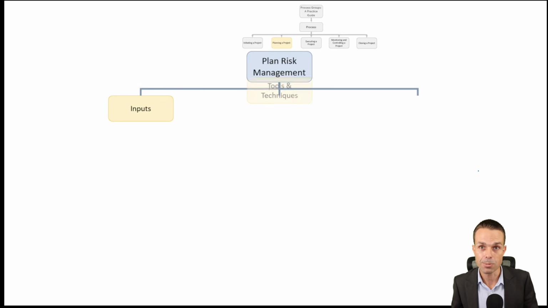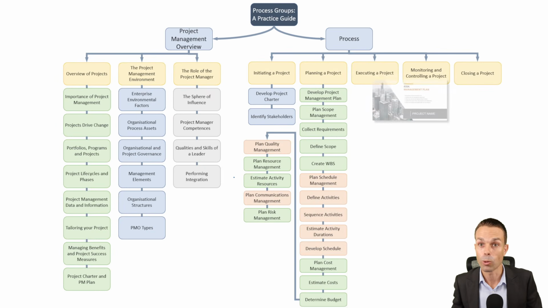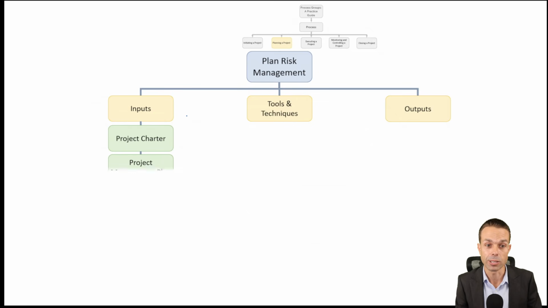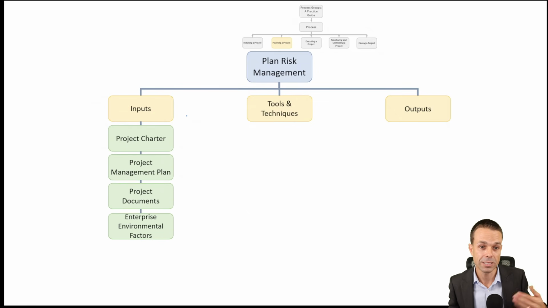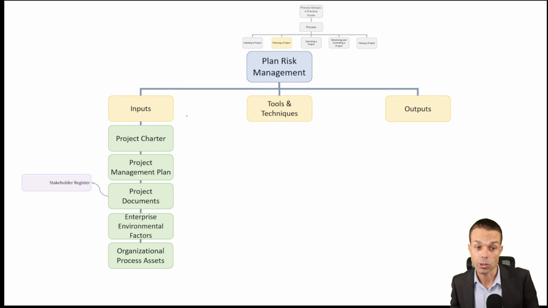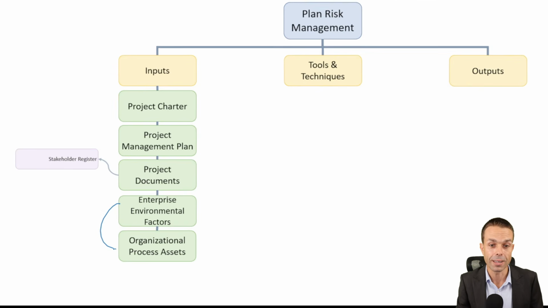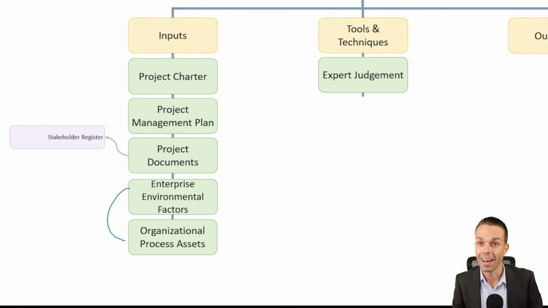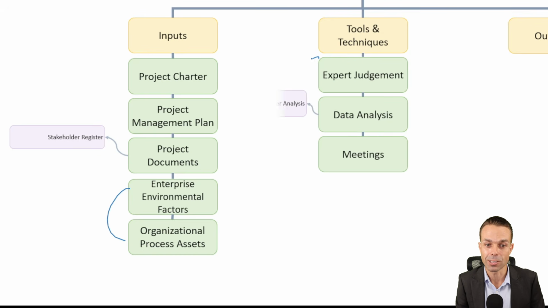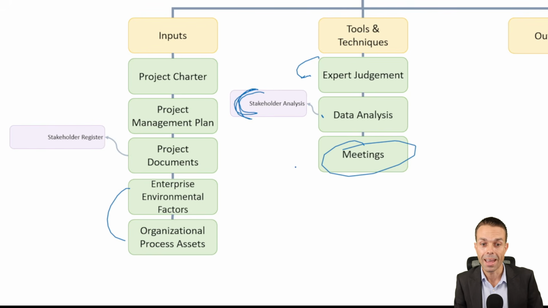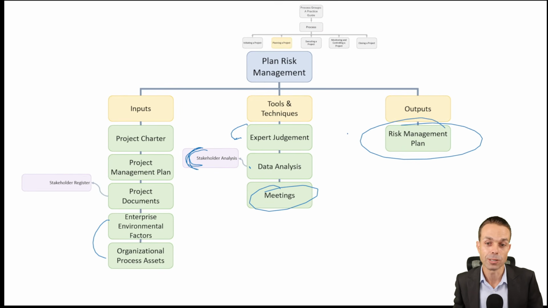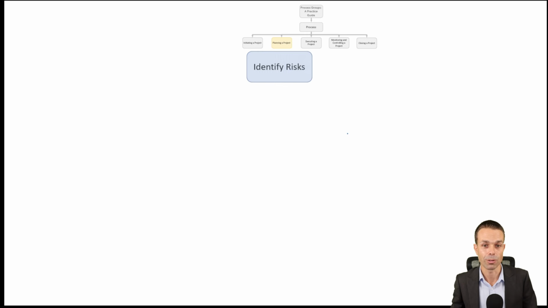Now we can plan risk management. So planning risk management, what are we going to need as an input? The project charter for any high-level risks, project management plan, project documents, EEFs and OPAs as always. Surprise, surprise, for tools and techniques we're going to need expert judgment, data analysis for stakeholders and the risks that they might come up with, and meetings to tie it all together. Outputs is the risk management plan or the risk management process. So that's what we've got there.